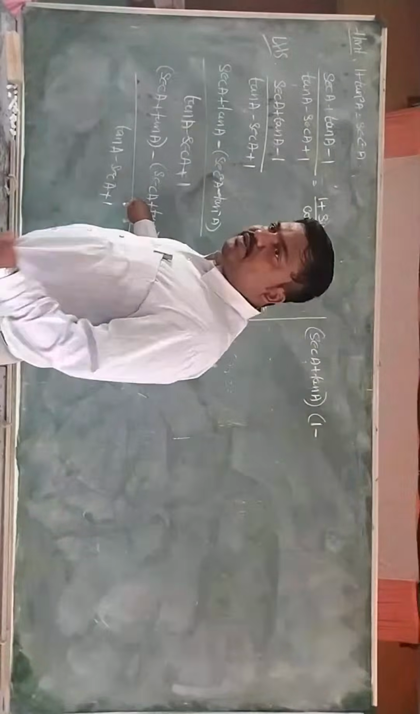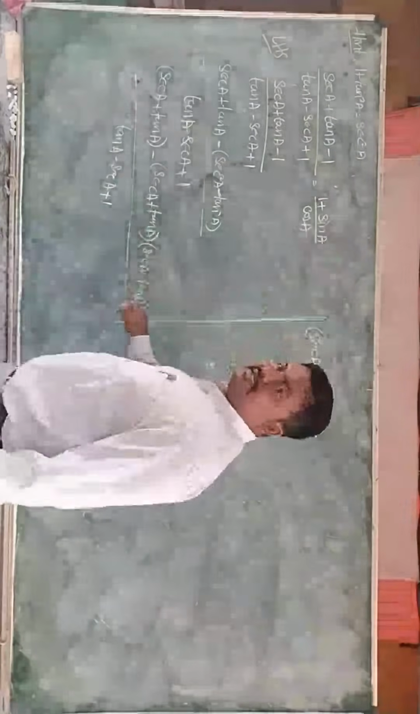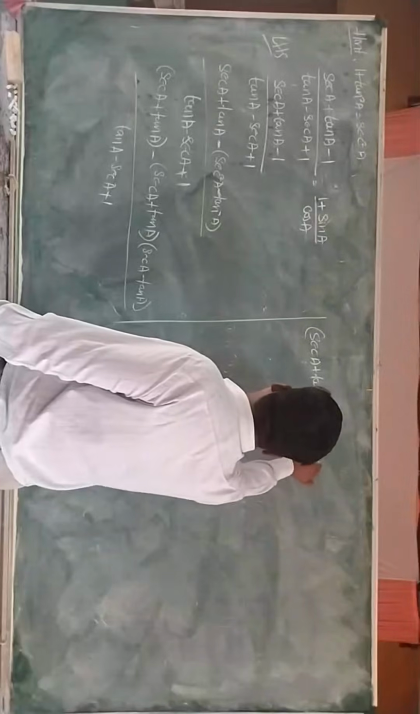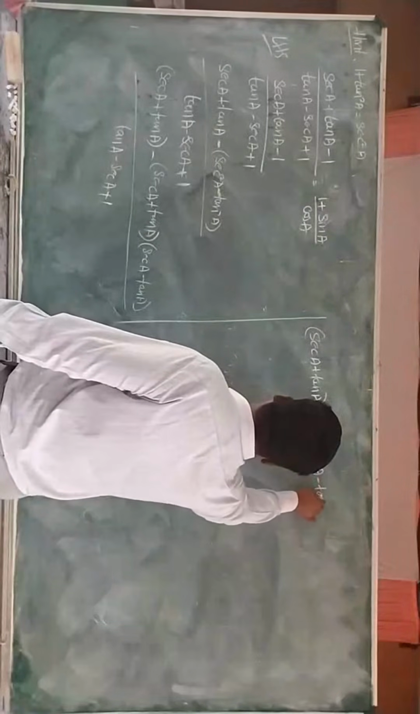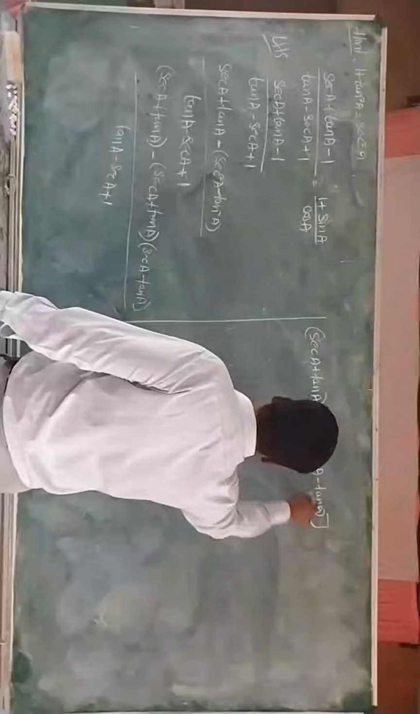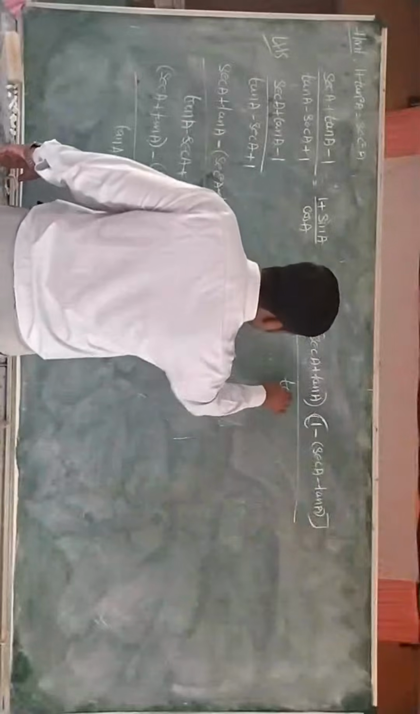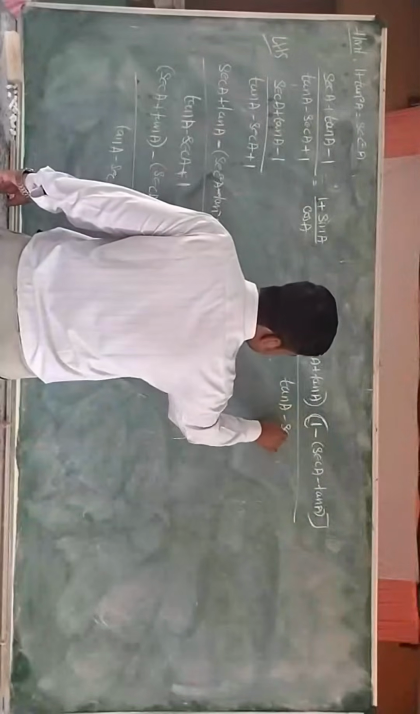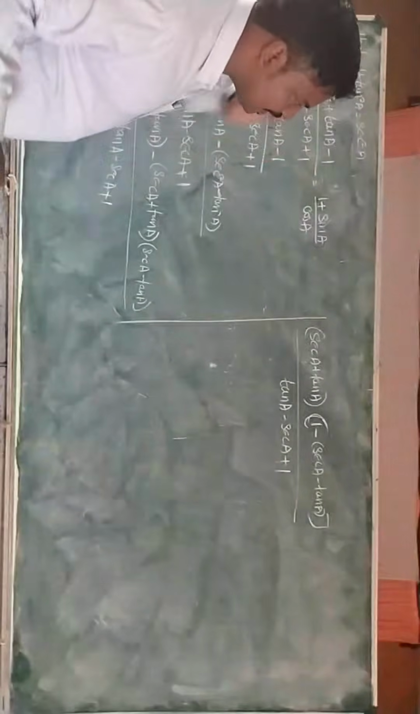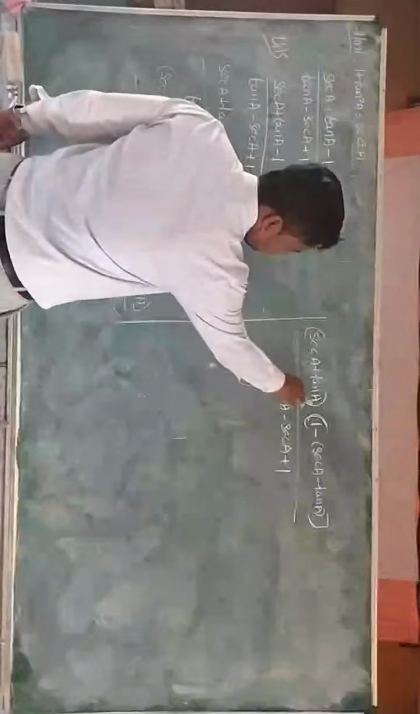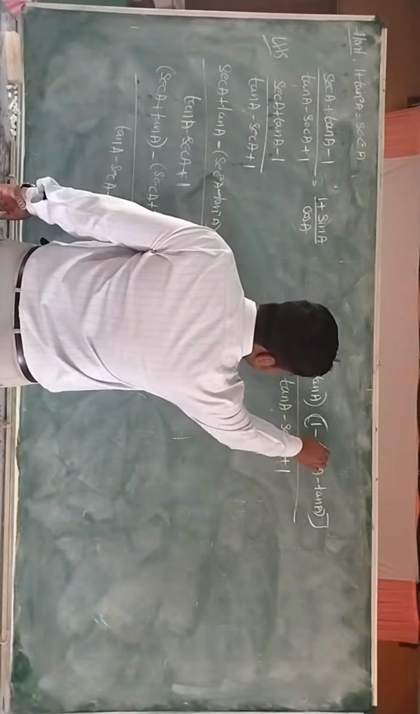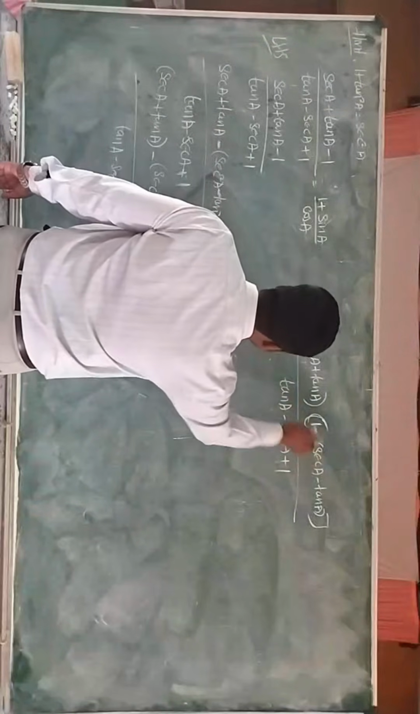Minus sec A outside, remaining sec A minus tan A, 1 minus, again bracket, sec A minus tan A, bracket complete. Divided by the denominator as it is, tan A minus sec A plus 1. Here I have to remove this minus sign as well as this bracket. Multiply this minus sign to this bracket.